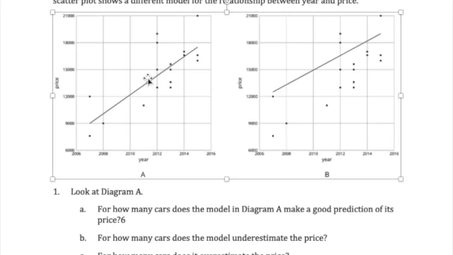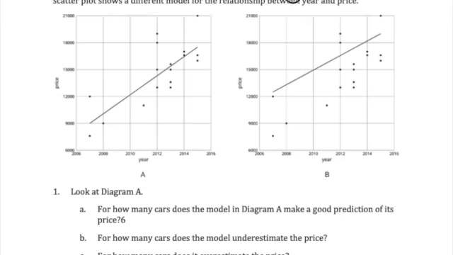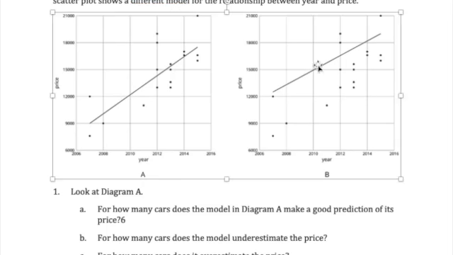So we have the same scatter plot and two different trend lines. The same scatter plots show the year and the price for the same 17 used cars. And each scatter plot shows, again, a different model, because it's different trend lines. You can tell. This trend line seems to start lower and go up steeper. This one over here on the right starts higher and goes up more shallow.